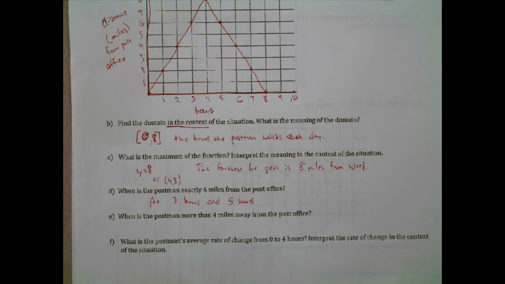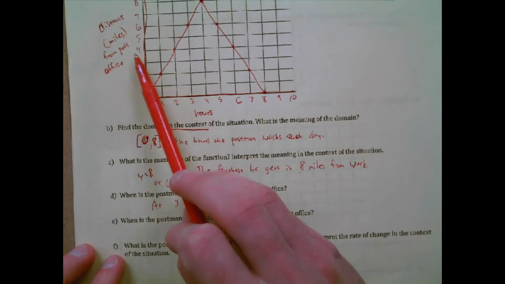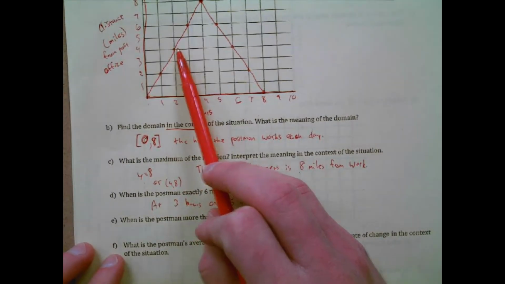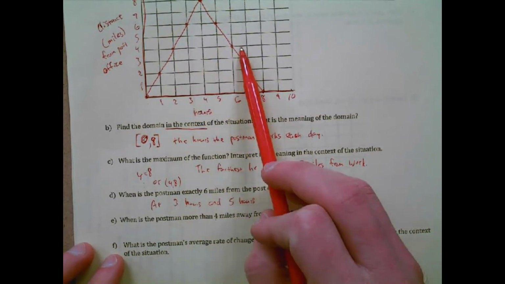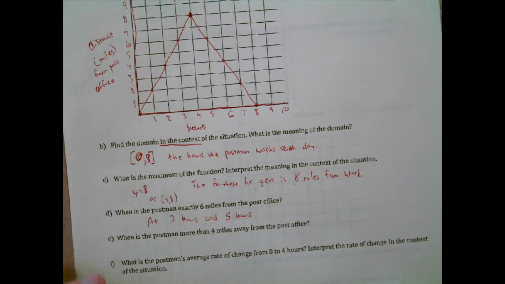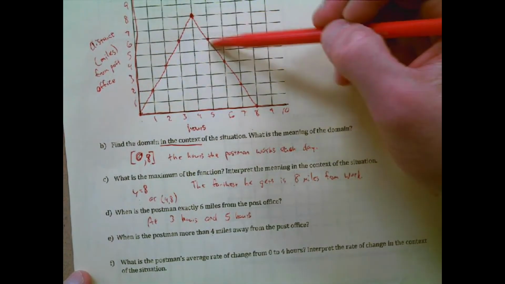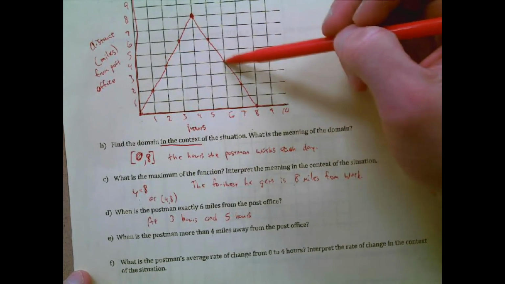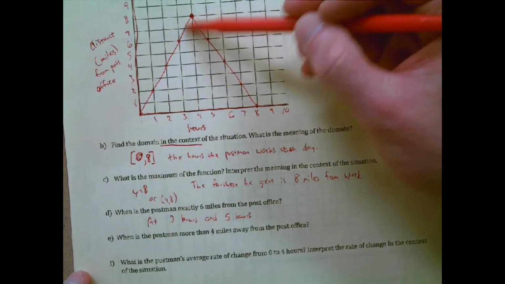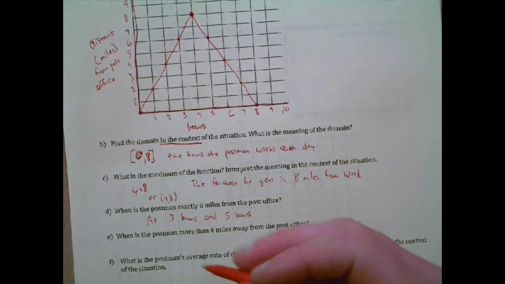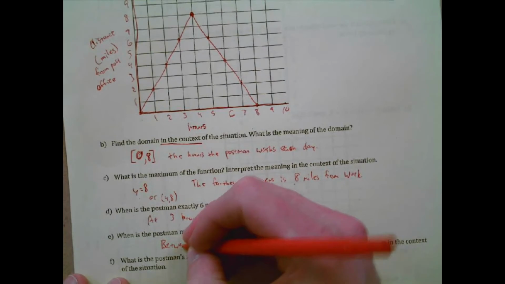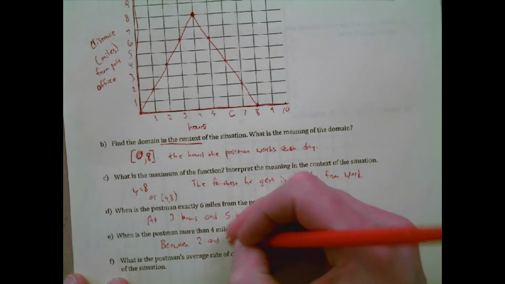When is the postman more than 4 miles away from the post office? So now we'll go to 4 here on the y-axis, okay? And here is where he is exactly 4 away. We want to know when he is more than 4 miles away. So more than 4 miles would be this part of the graph right here, right? So between what 2 times is he more than 4 miles away? Yeah, 2 and 5. Yep. So between hour 2 and hour 5, if you like.